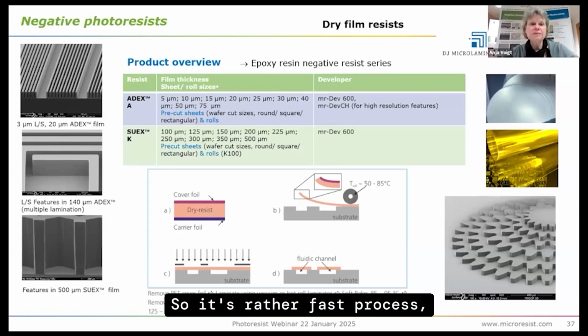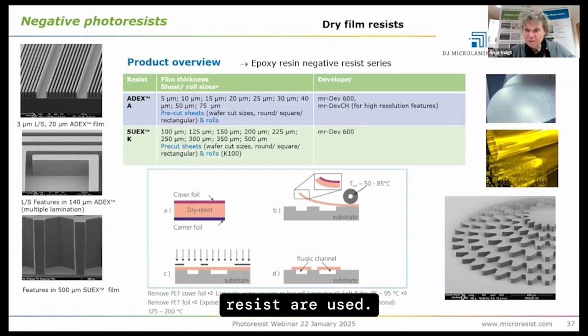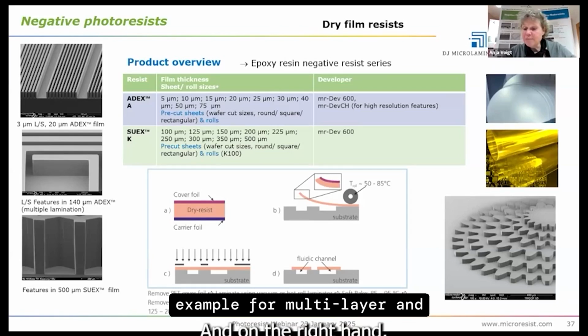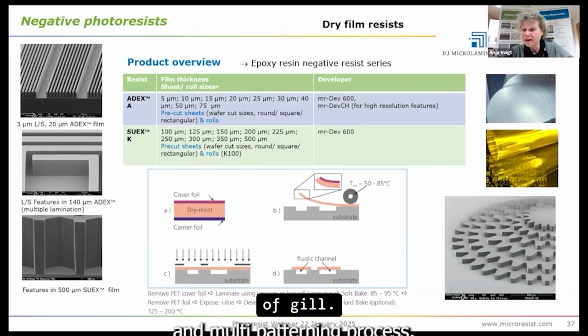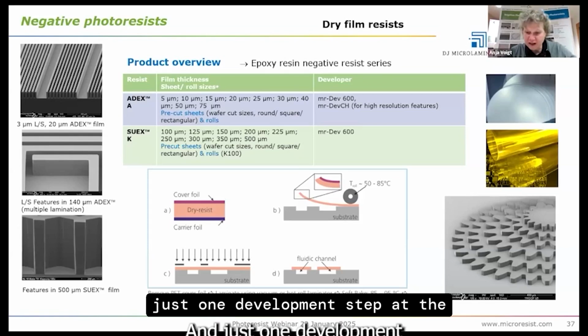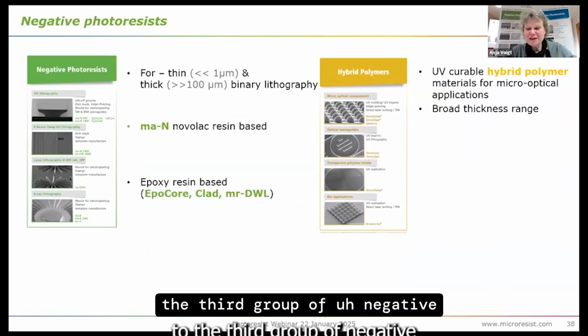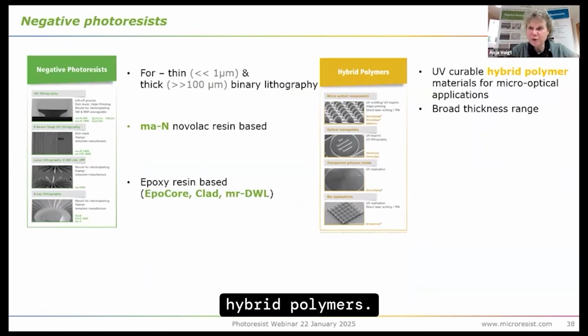So it's a rather fast process, especially when thick epoxy-based resists are wanted. And on the right hand, there's an example for a multi-layer and multi-patterning process. Some kind of gears of different sizes are applied by multi-lamination, exposure, and just one development step at the final end. With this, I would like to skip to the third group of negative cross-linkable material, the hybrid polymers.